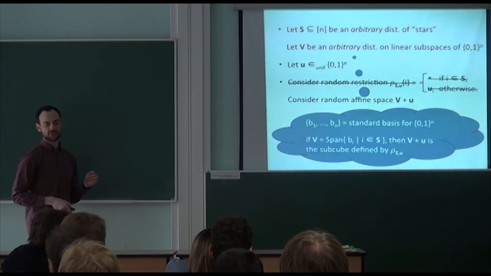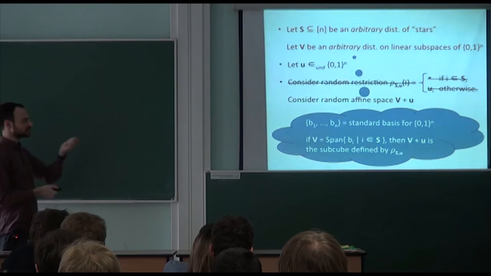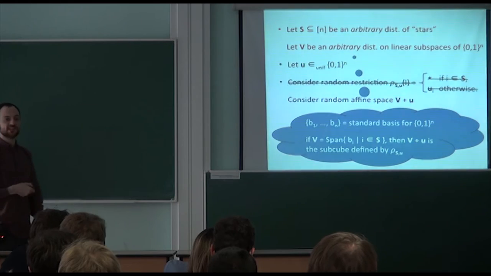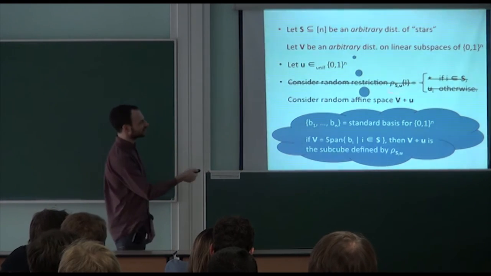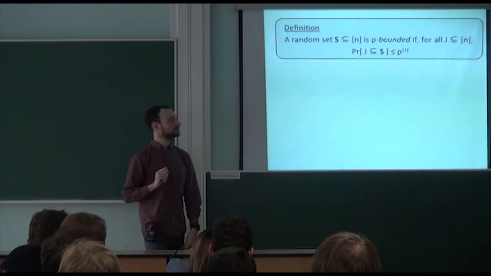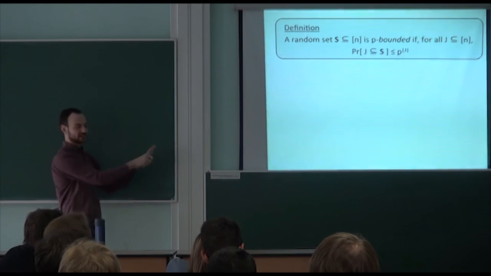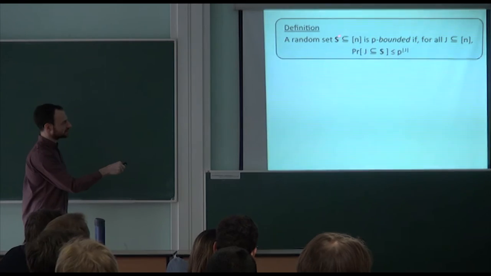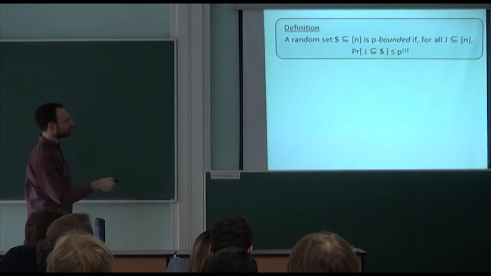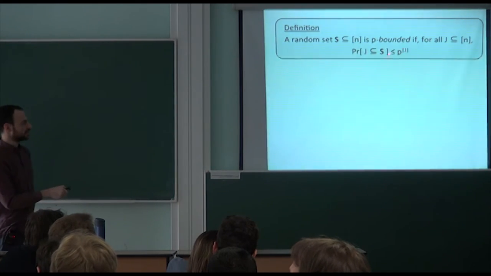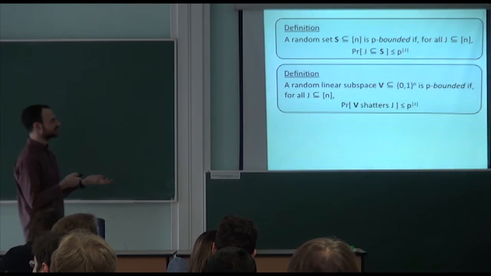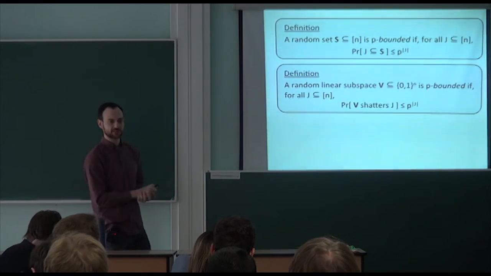So V plus U is just a generalization of rho SU. And what I want to point out is that our switching lemma for rho SU is also going to generalize to this distribution on affine spaces. So I need to tell you what the corresponding notion of being p-bounded is for a distribution on linear subspaces. Recalling the definition of a random set of variables being p-bounded: for every set J of variables, the probability that J is contained in S is at most p to the size of J. We want to define the analogous notion for a distribution on linear subspaces.